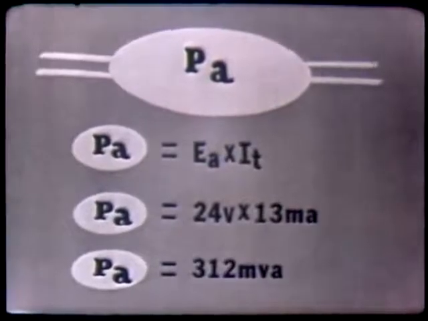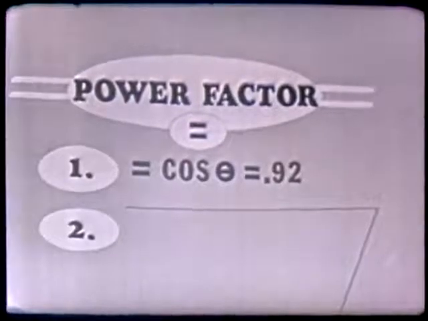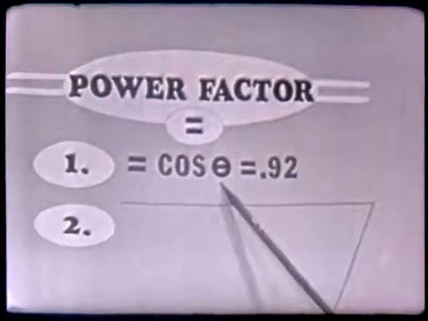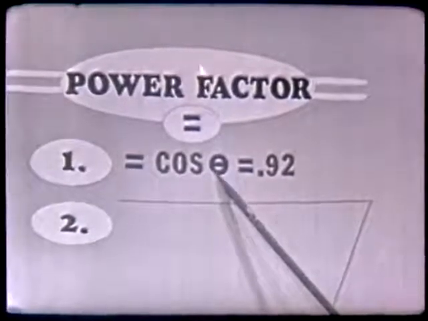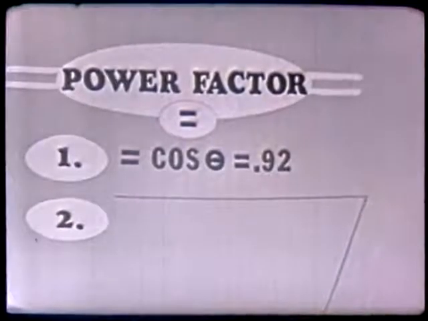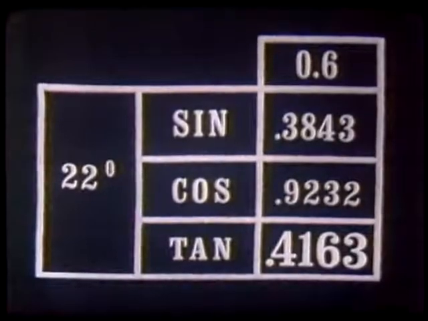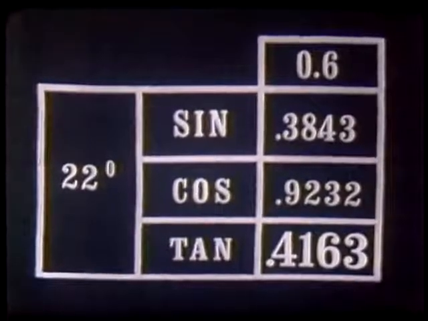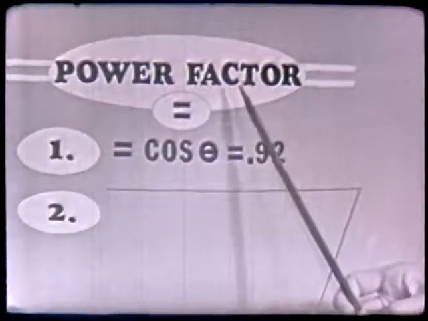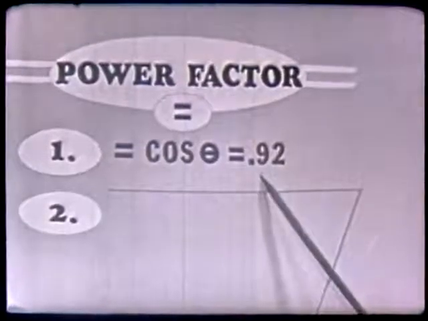With this, then, we can determine the efficiency of our circuit, better known as the power factor. And we know that the power factor is always equal to the cosine of the phase angle. Well, the cosine of 22.6 degrees, by looking at our trig table, we can see is 0.9232. So once we have determined our phase angle, we also know our power factor simply by taking the cosine of the phase angle, which is 0.92.